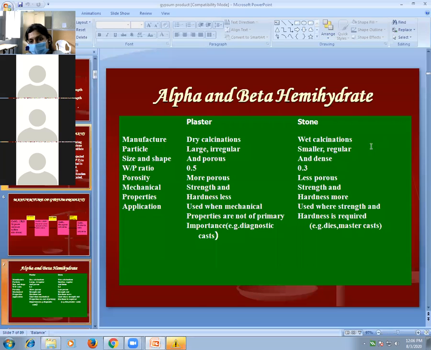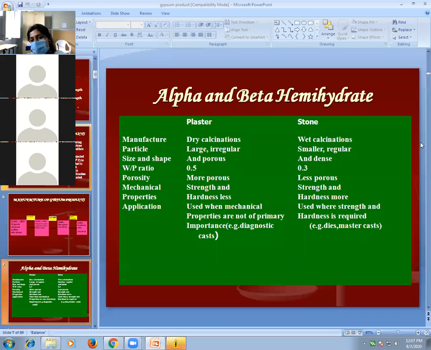These are smaller, regular, and dense. So again, when the crystals are small, regular, and dense, the water powder ratio required is less. So you require here only 0.3% of water. Here it is 0.5.